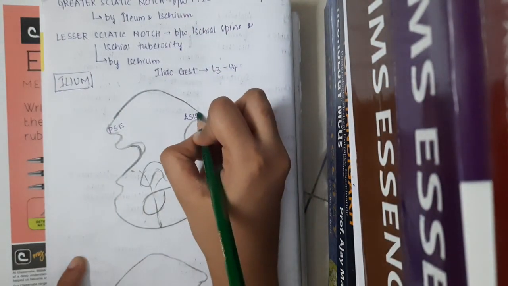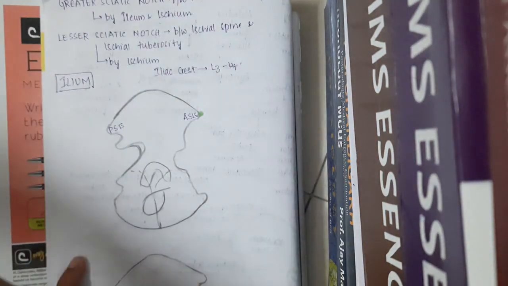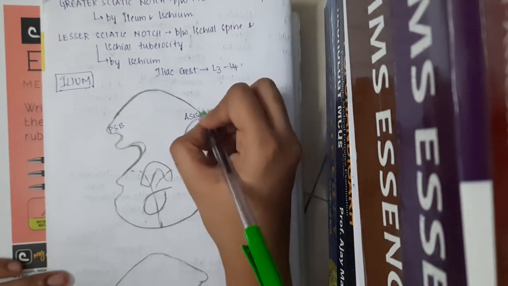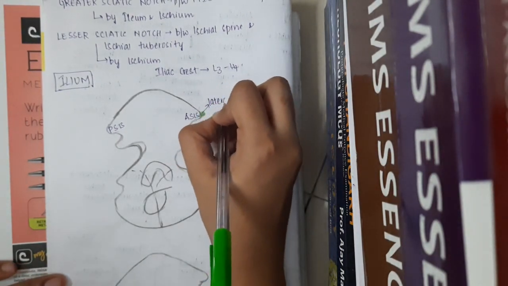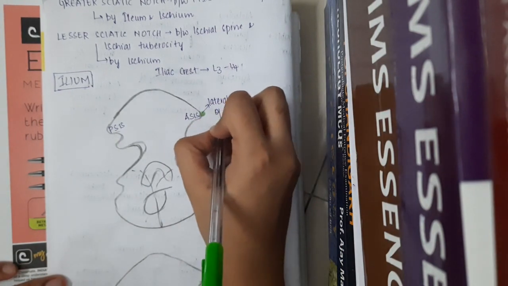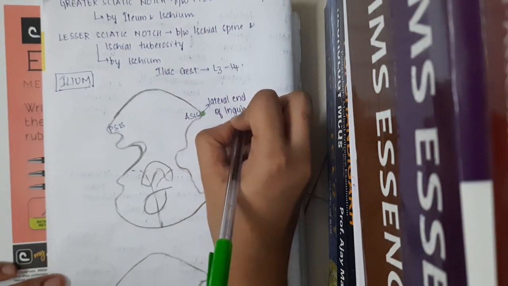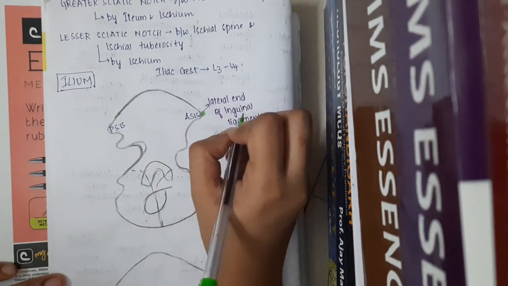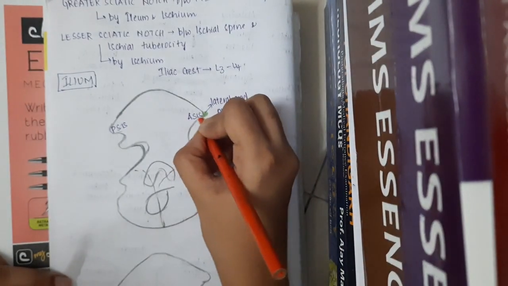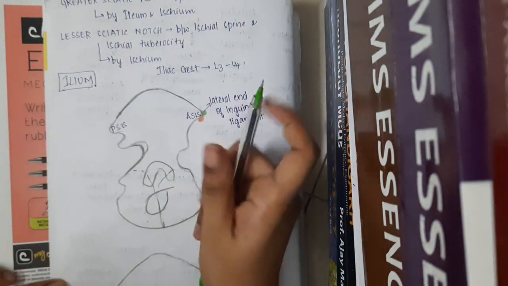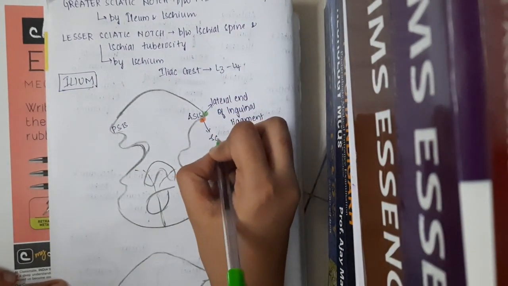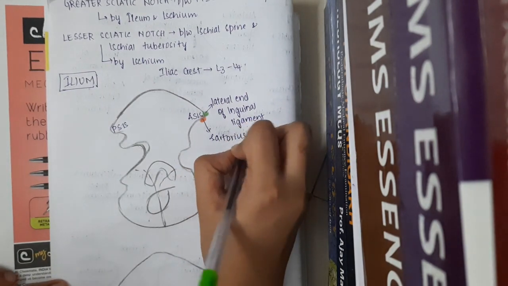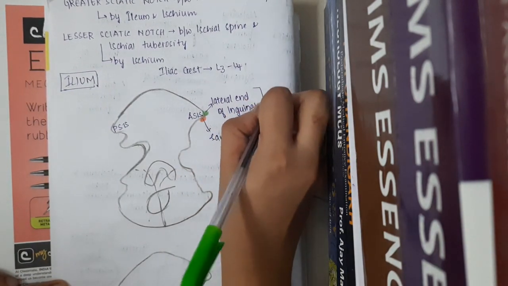To the anterior superior iliac spine there is attachment of the lateral end of the inguinal ligament. Below it there is the attachment of sartorius. So these are the two attachments which you see in the anterior superior iliac spine.